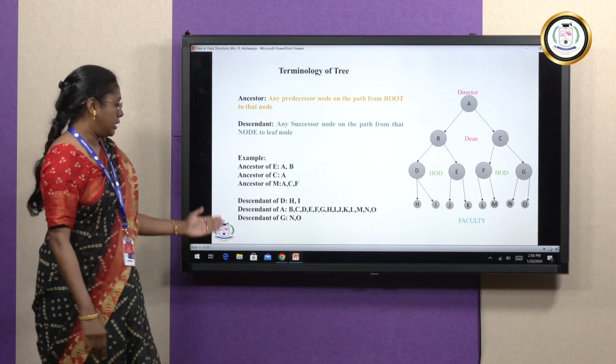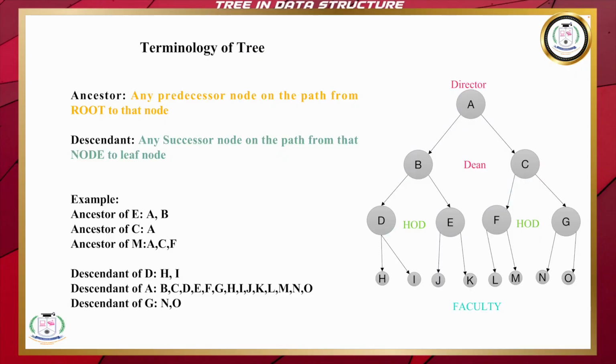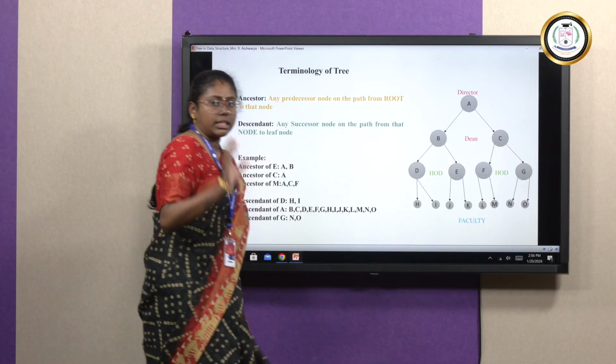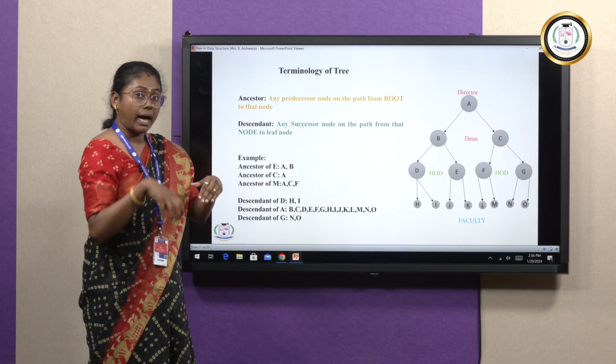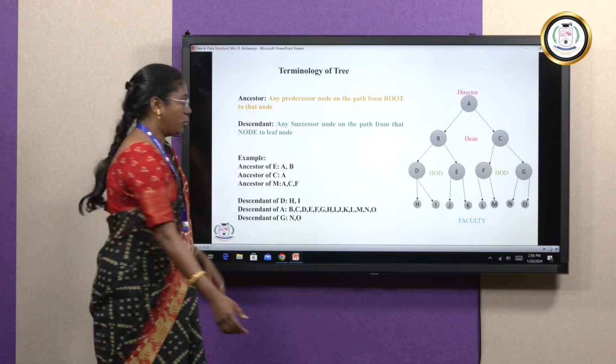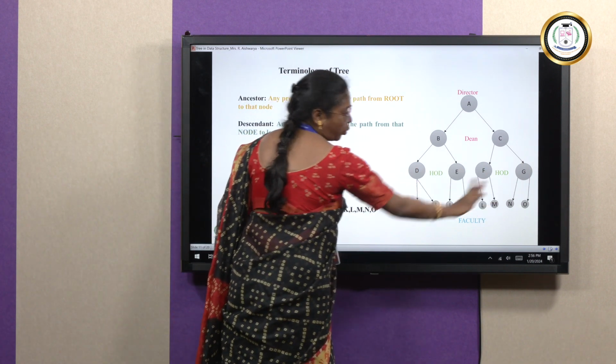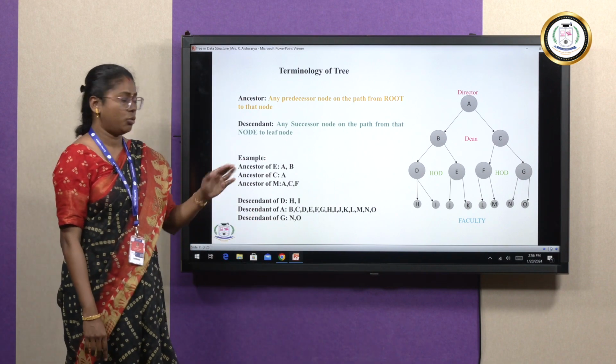One more example we'll see. What are the descendants of G? This is G. As I already mentioned, any successor node, the next node from the path, from the node to the leaf node. That is nothing but N, O. Okay. For G, the descendants are N and O.